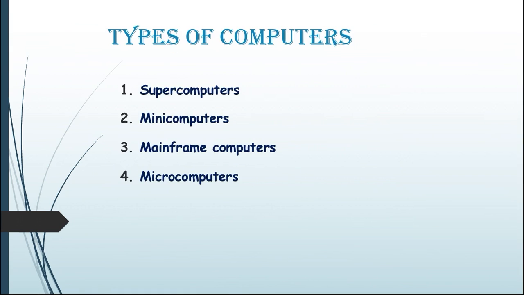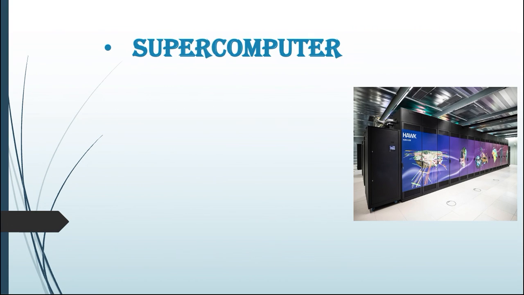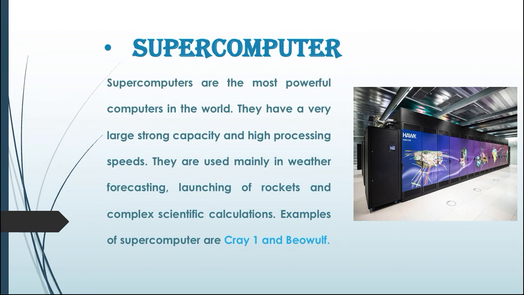Types of computer: supercomputer, mini computer, mainframe computer, microcomputer. Supercomputers, you can see on your screens, are the most powerful computers in the world. They have a very large capacity and high processing speed. They are used mainly in weather forecasting and launching of rockets. These are big computers, you don't have them in your house because they are used for very scientific and very different kinds of purposes.